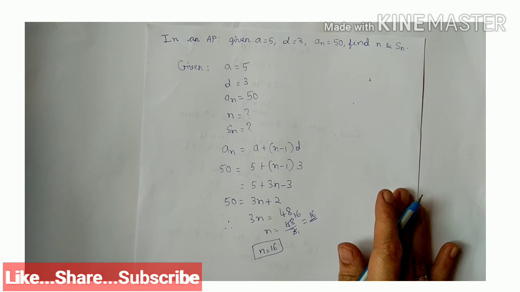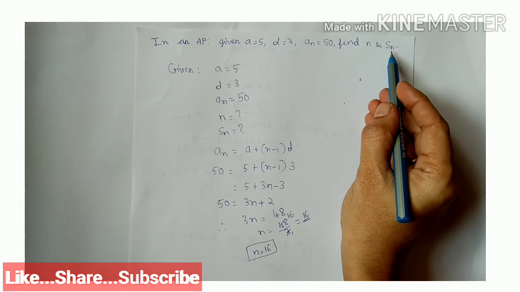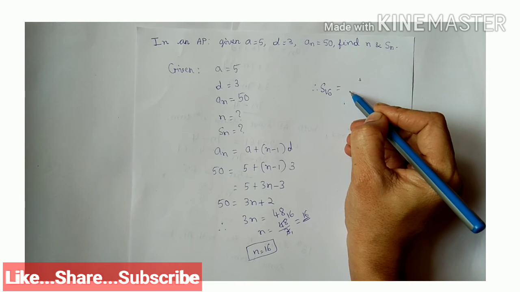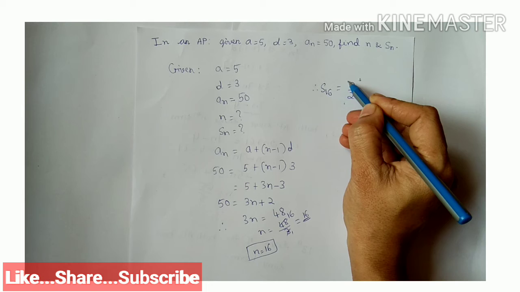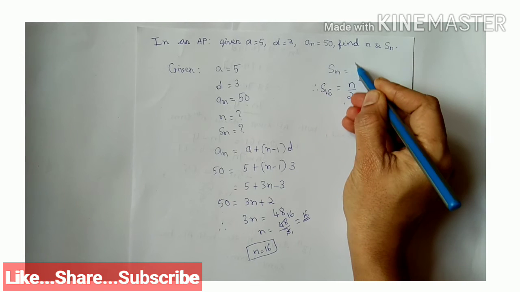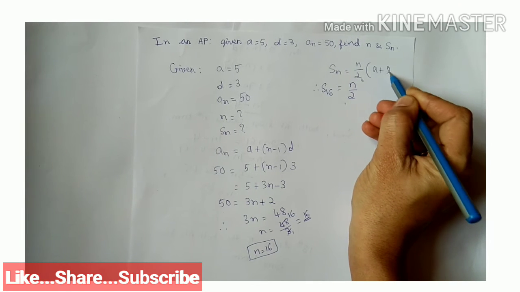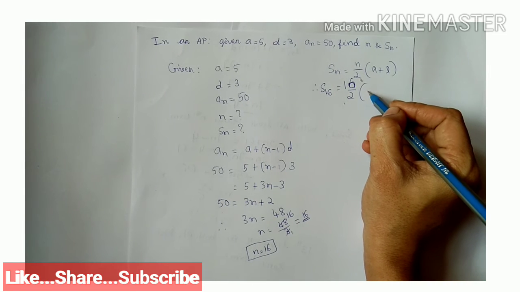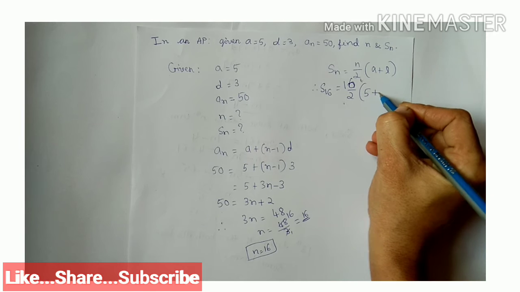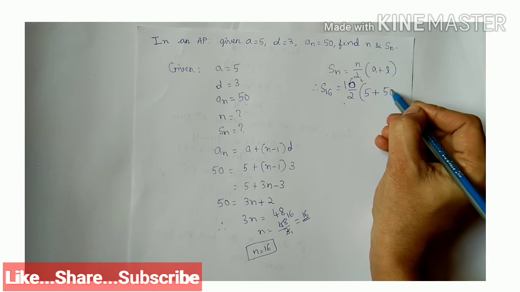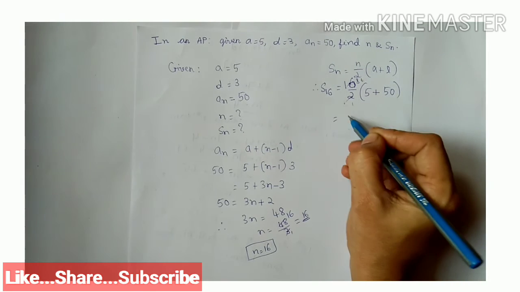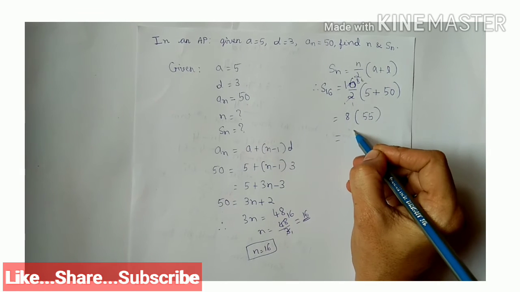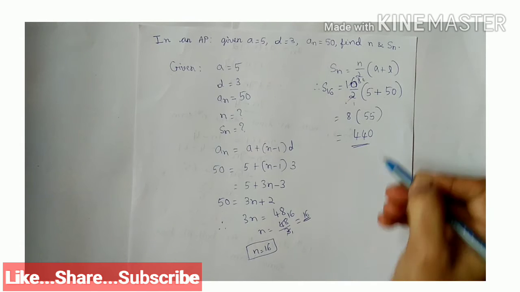Number of terms 16. We have S16. Therefore, sum of first 16 terms is given by Sn is equal to n by 2, first term plus last term. 16 by 2, first term 5 plus last term 50. 8 into 5 plus 50, 55. 8 into 55, 440. Therefore, S16 is 440.